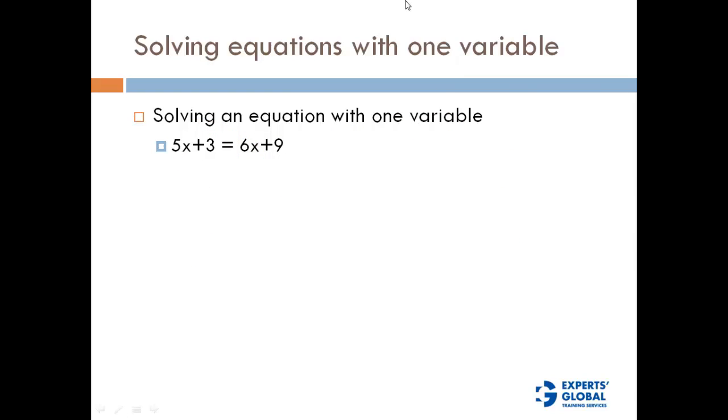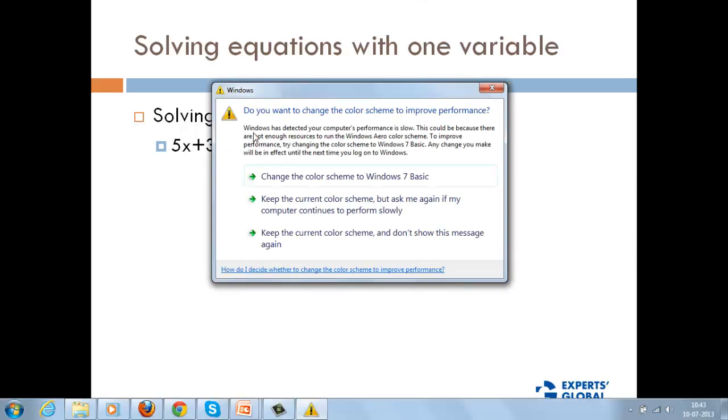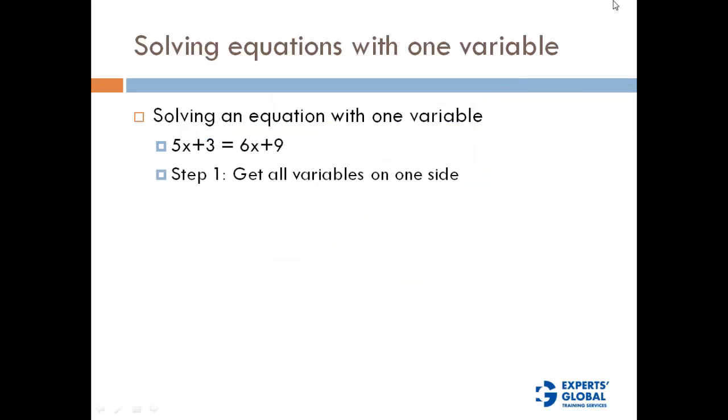Okay, so we have 5x plus 3 is equal to 6x plus 9. Get all the variables on one side. So 5x plus 3 minus 6x is equal to 6x plus 9 minus 6x. In this particular case, we are trying to get rid of x on the right hand side. So what we get is minus x plus 3 is equal to 9. So 3 we move from left hand side to right hand side. So we get x is equal to minus 6.